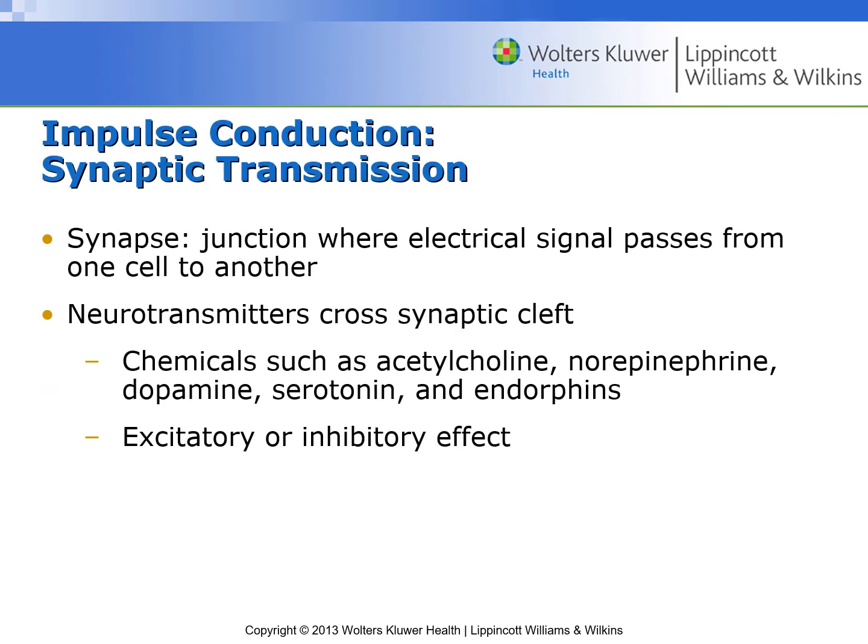Now let's discuss synaptic transmission in impulse conduction. The synapse is the junction where the electrical signal passes from one cell to another. Neurotransmitters cross the synaptic cleft. And these are chemicals such as acetylcholine, norepinephrine, dopamine, serotonin, and endorphins. Neurotransmitters have either an excitatory or inhibitory effect.